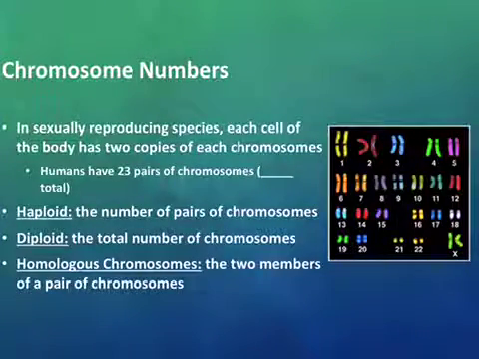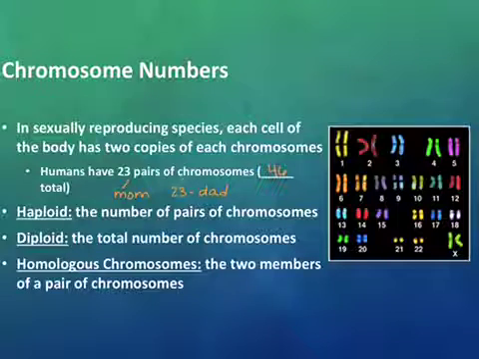In sexually reproducing species, each cell of the body has 2 copies of each chromosome. So humans have 23 pairs of chromosomes for a total of 46. So we get 23 from mom, and then another 23 from dad. So 23 plus 23 gave us 46.